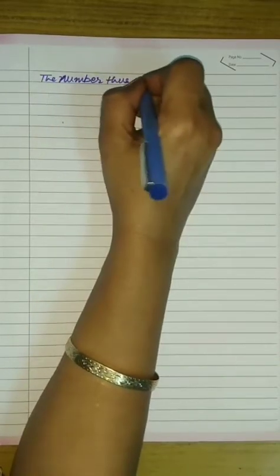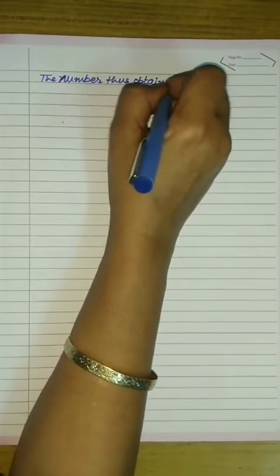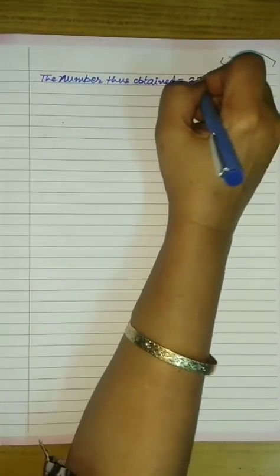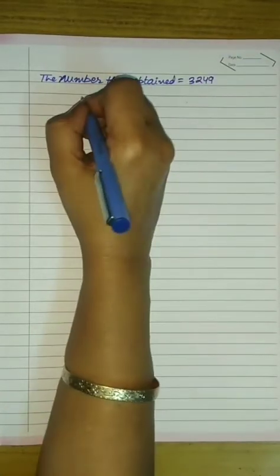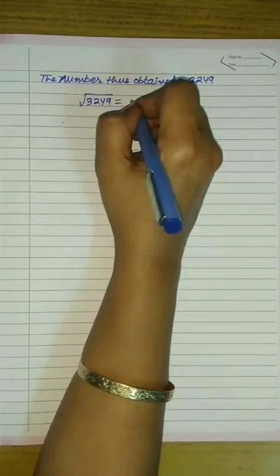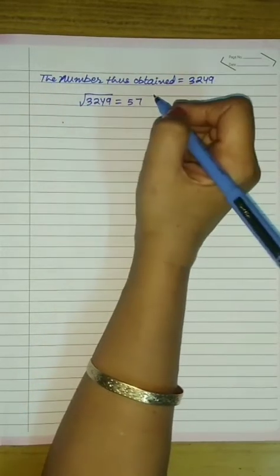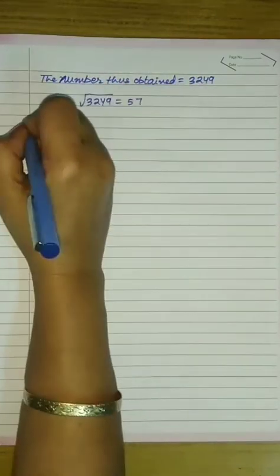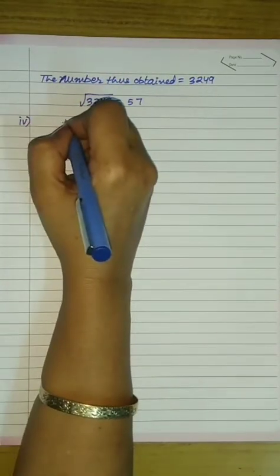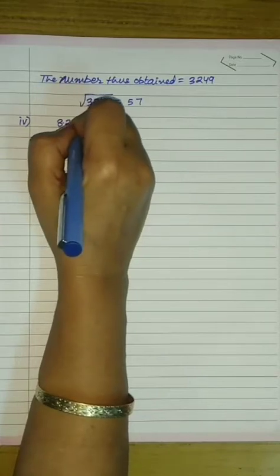So the number thus obtained is 3249, which is a perfect square. So the square root of 3249 is equal to 57. The fourth part of this question is the number 825.